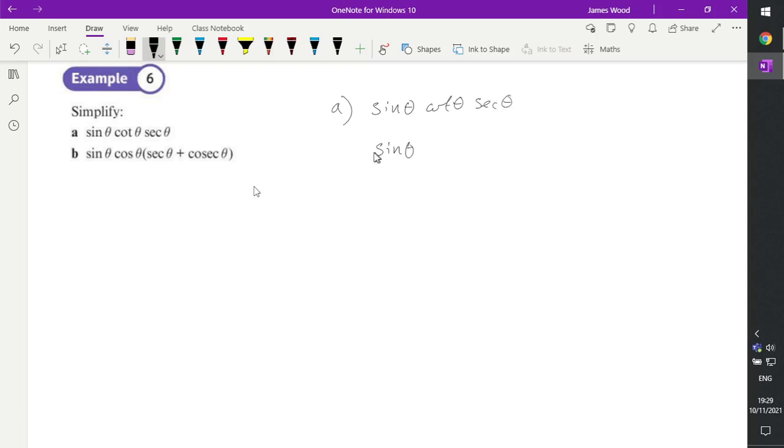So the first one is still the same. The second one is 1 over tan theta. And the last one is 1 over cos theta. So the first thing I'm going to spot here is this one and this one. Sine theta times 1 over cos theta, I could write that as just sine theta over cos theta. And hopefully you recognize that that is tan theta. So I've then got tan theta times 1 over tan theta, which then gives me 1.